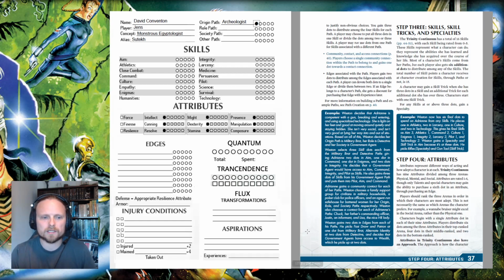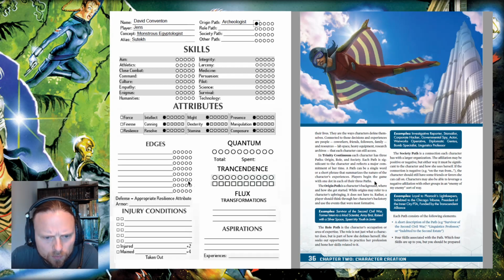It has this little text box with an example. But what I really wanted to look at is, well, what do I get? I get the following elements. I get the short description of the path. And then I get 4 skills associated with the path.